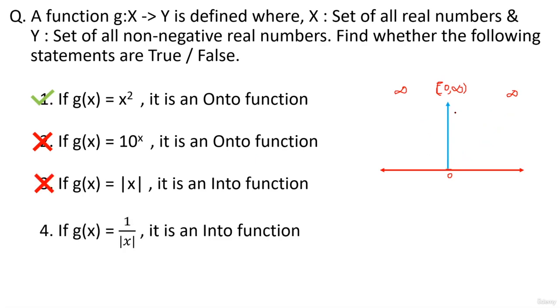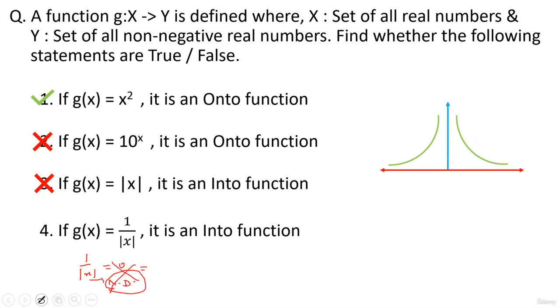Okay, last one. If g of x is equal to 1 upon mod x, it is an into function. Let's try to plot the graph of 1 by mod x. It will be a rectangular hyperbola, something like this. Again, if you observe carefully, for g of x to be equal to 0, 1 upon mod x should be equal to 0. When will 1 upon mod x be equal to 0? When mod x is not defined, right? Only then will its inverse be 0. But this is not possible, right?